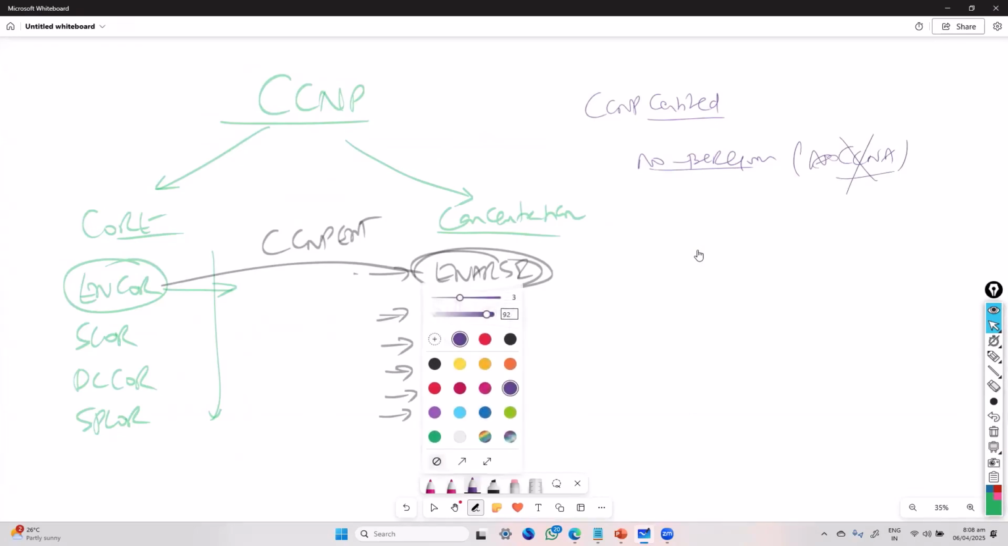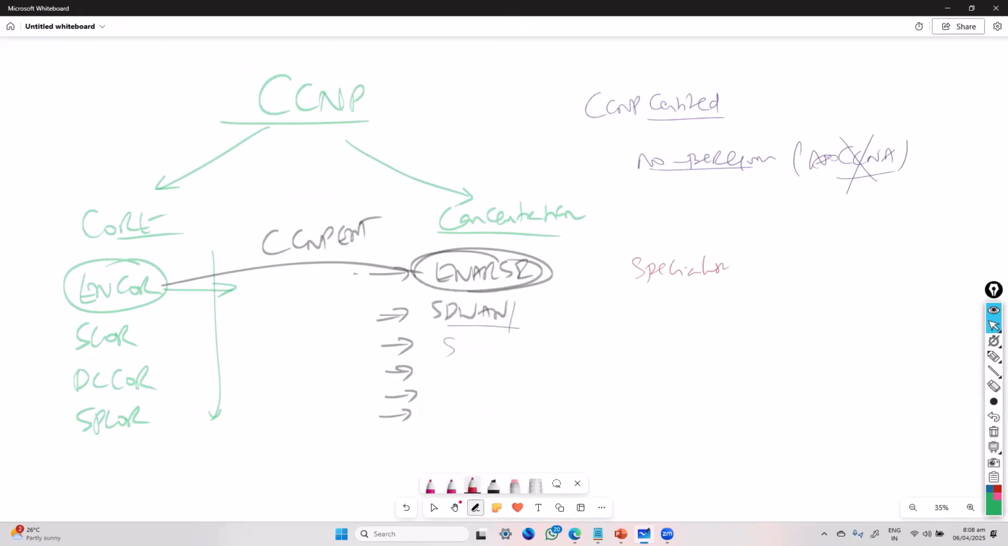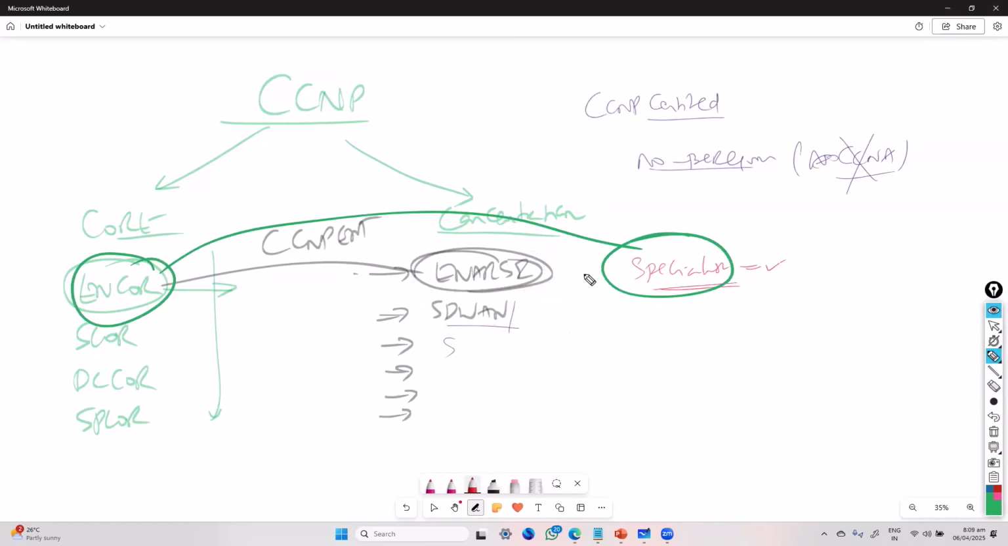So when you pass any one exam, you will be getting the specialist certificate. Like, let's say I write this exam, ENARSI. So you will be getting a certificate called Enterprise Advanced Routing Specialist. If you write this exam, then you will get a certificate like SD-WAN Specialist. If you write this exam, Enterprise Core Specialist, like that. So each exam will have a specialist certificate, which will be issued by Cisco.